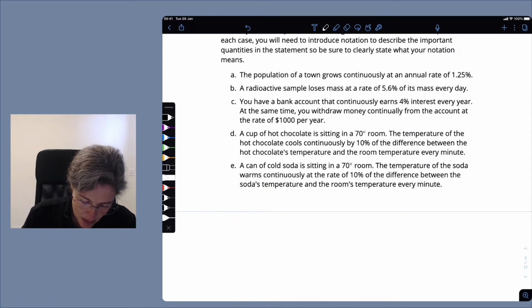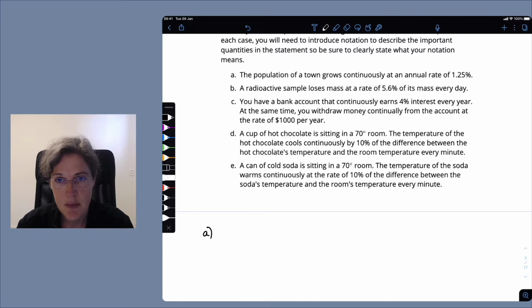So if we think about question A, the population of a town grows continuously at an annual rate of 1.25%. So the trick when you're thinking about how to model something with an equation is to look for words like, for example, rate, because that's going to tell you straight away that you're going to have a derivative somewhere in there, because remember, a rate of change is a derivative.